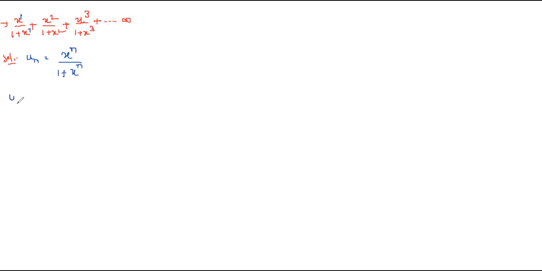Now we have to write un plus 1. So un plus 1 is equal to, simply what will we write? x power n plus 1 by 1 plus x power n plus 1. I just substituted n as n plus 1 in place of n. Now you can write un by un plus 1. Un by un plus 1 is nothing but x power n by 1 plus x power n into, so this one comes to the numerator, 1 plus x power n plus 1 by x power n plus 1. We can simplify this one: x power n by 1 plus x power n.